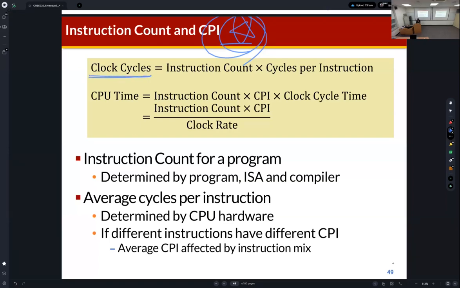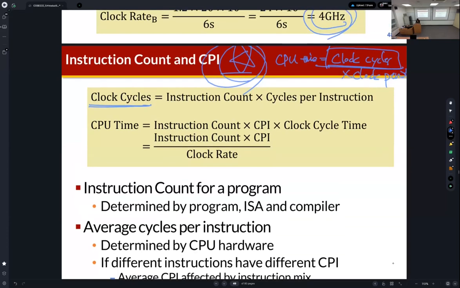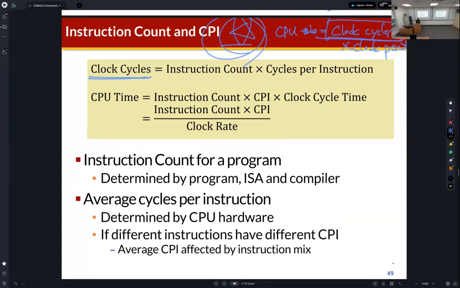So we already learned that CPU time is equivalent to the clock cycles multiplied by the clock period, right? And then let's divide this part, the clock cycle part. We can define clock cycles as the instruction count multiplied by the required clock cycles per instruction. So what does that mean?